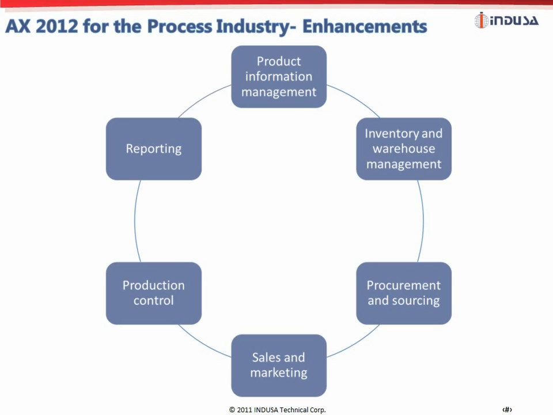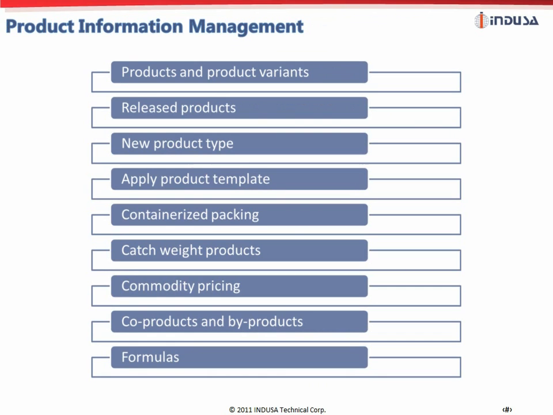Over the next few slides, we will walk you through descriptions about many of the features that are available in the upgrade of Process Industries for Dynamics AX 2009 to Microsoft Dynamics AX 2012 Process Manufacturing, Production, and Logistics. These are primarily in the areas of product information management, inventory and warehouse management, procurement and sourcing, sales and marketing, production control, and reporting. So let's take a look at product information management.